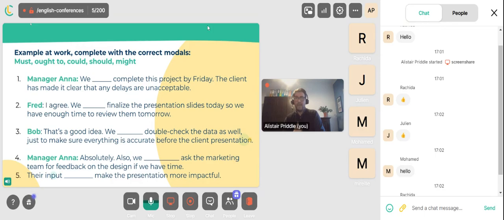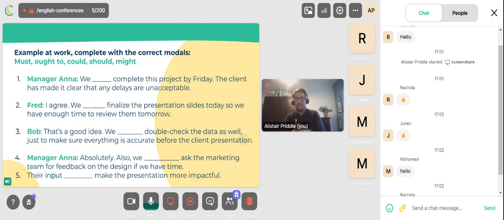Well, we have a chat exercise for you guys to complete. Let me read the instructions. Example at work. Complete with the correct modals. So there are 5 sentences there, 5 modal verbs to choose, one for each sentence. We've got must, ought to, could, should, and might. If you want to participate, write the number of the sentence and the modal verb next to it into the chat as I read through these sentences.